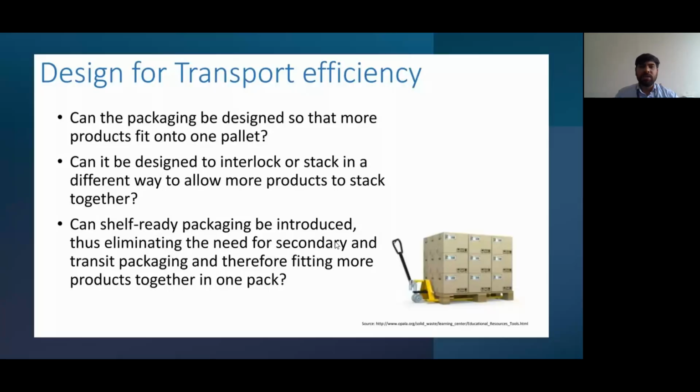Can it be designed to lock or stack in a different way to allow more products, like the trays or the crates which are used to carry vegetables and other things, stacked one over the other. So this reduces the space requirement in the transportation means. Can self-ready packaging be introduced, thus eliminating the need for secondary and transit packaging? So this is one of the important aspects where you can focus in designing.